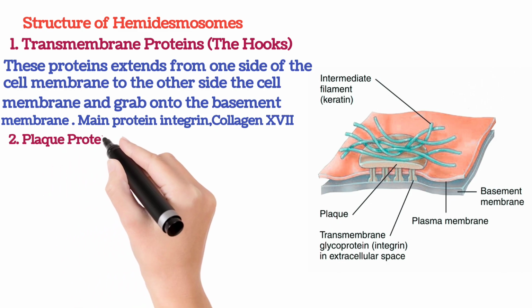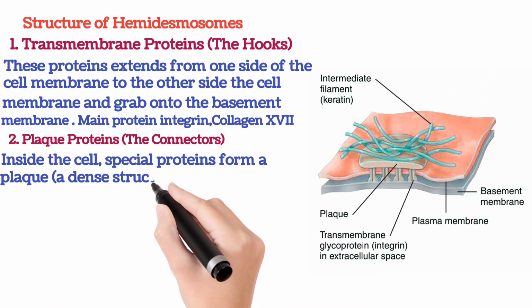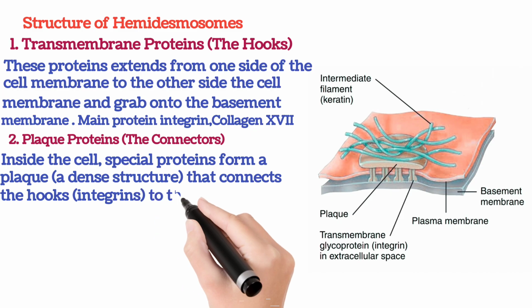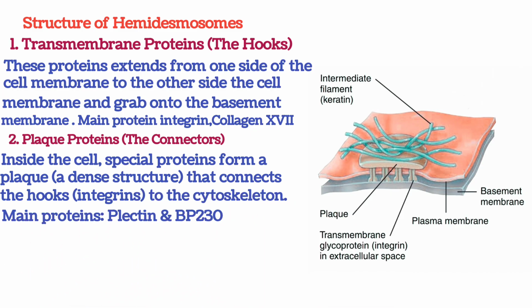Plaque proteins, the connectors. Inside the cell, special proteins form a plaque, a dense structure, that connects the hooks, integrins, to the cytoskeleton. Main proteins: plectin and BP230. These act like cables, linking the integrins to intermediate filaments, keratin, inside the cell. This connection makes sure the cell stays firmly attached and resists stress.